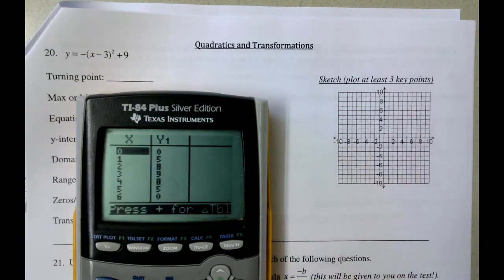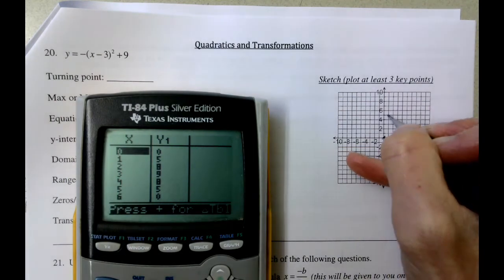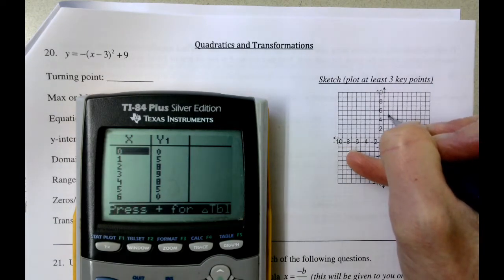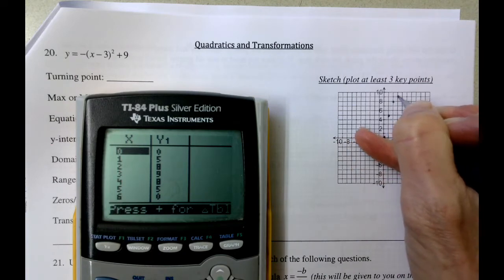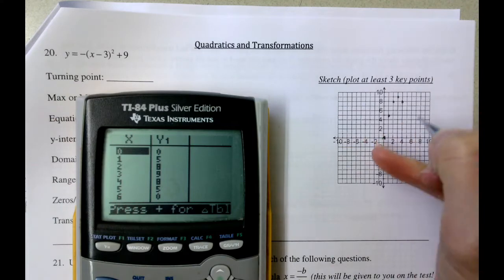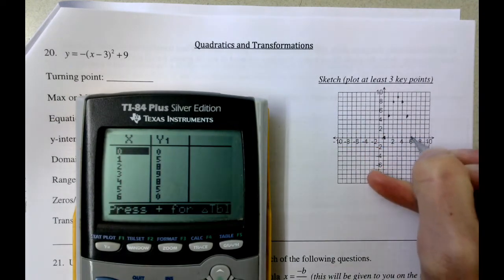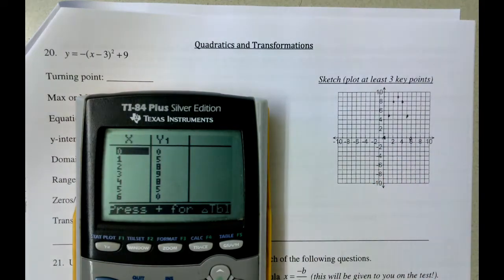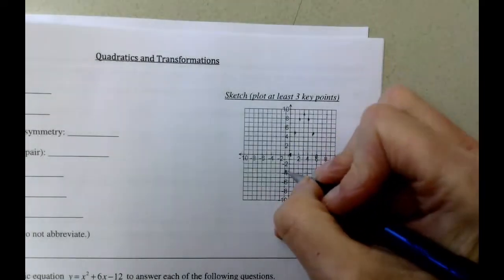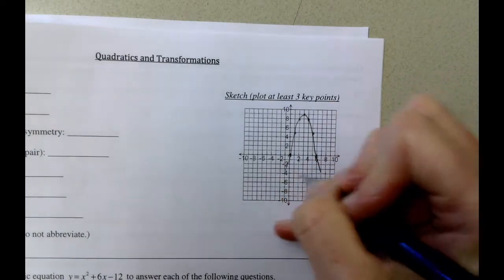So starting with, oh good, I can see them actually, (0, 0), (1, 5), (2, 8), (3, 9), (4, 8), (5, 5), and (6, 0). So I know it says at least 3 key points, but I like to have more, and I also like to connect my points. So here's our picture.